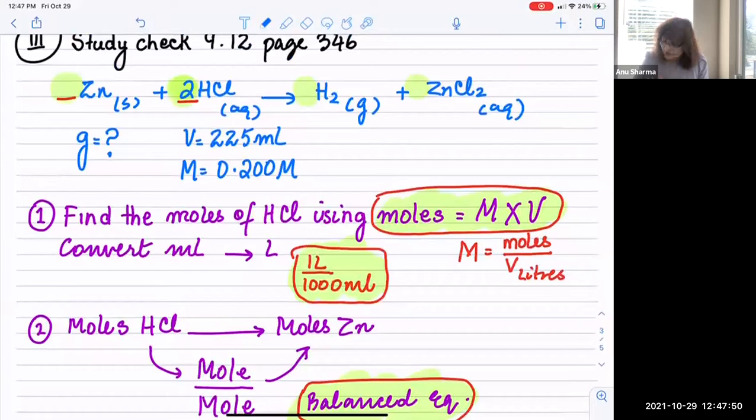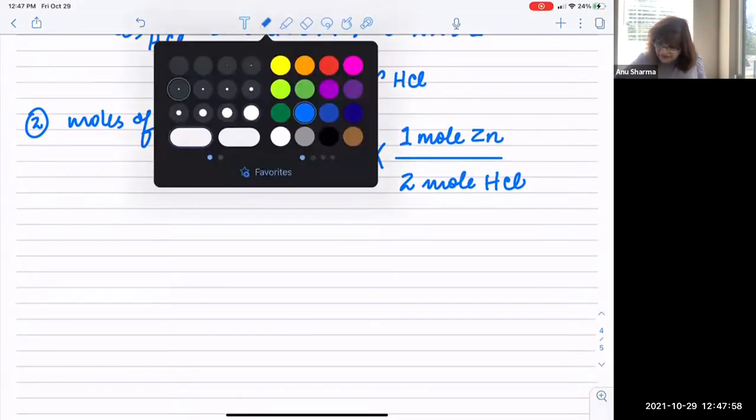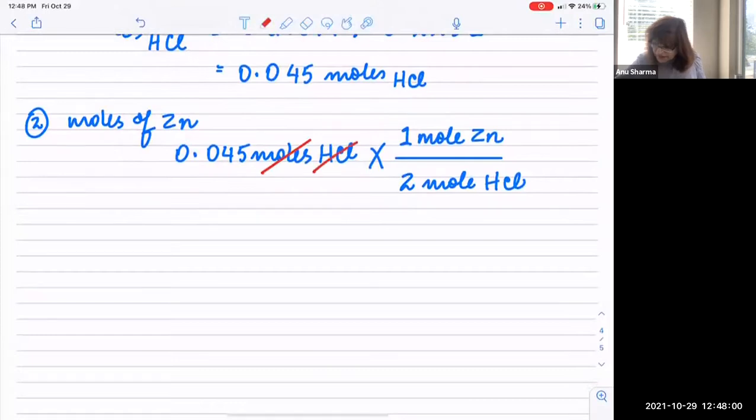2 to 1, or 1 to 2. So now that means 0.05. This cancels out the moles of HCl. Moles of HCl are canceled out. So 0.045 divided by 2 and you get 0.0225.